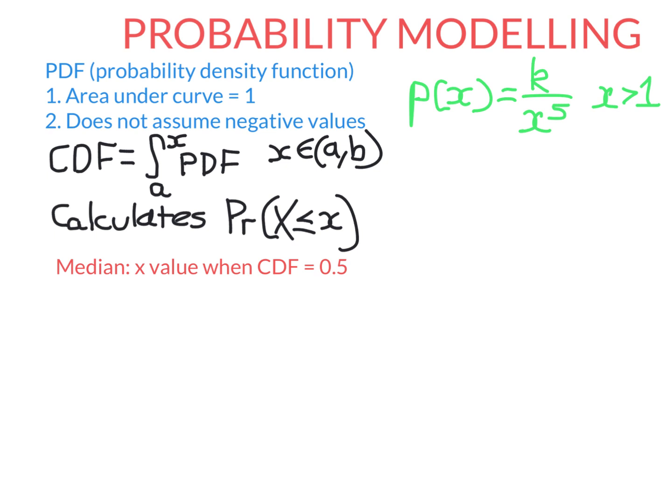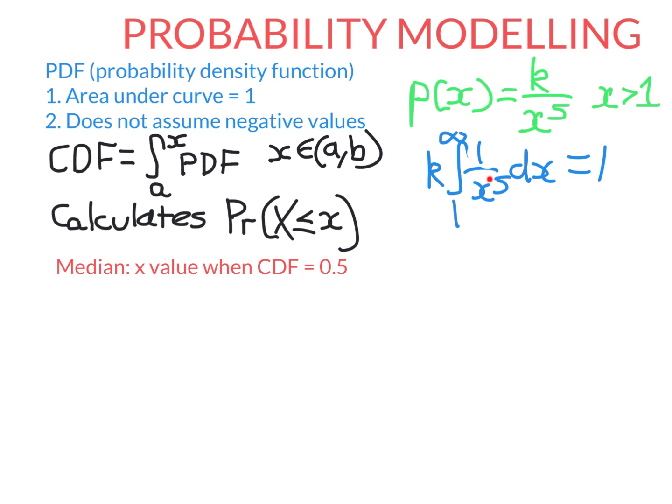So let's look at an example. I want this function here to be a valid PDF. So let's find the value of k that makes it a valid PDF. In particular, I need to find the value of k so the area under this curve for x greater than 1 is equal to 1. So I want the integral of k over x to the power of 5 with respect to x to equal 1. Now I'm integrating for x greater than 1, so between 1 and infinity. Because k is not the variable here, it's a constant, I can just take it out the front.